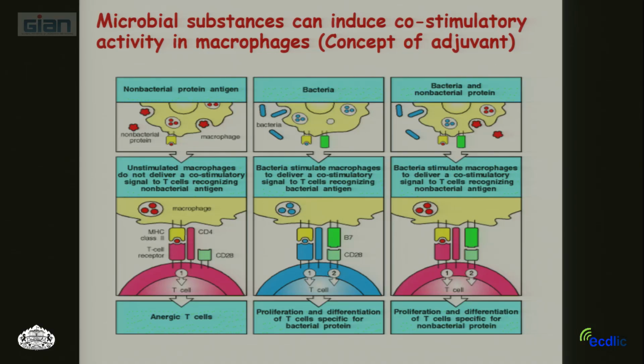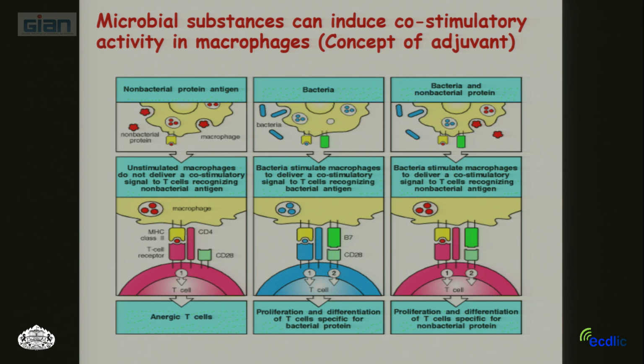If they are getting just a non-bacterial protein antigen, which is just antigen in itself, then these unstimulated macrophages do not deliver a co-stimulatory signal to the T cell. In that context, when the second signal is missing, that will create anergic T cells. So if you just take the antigen in itself, and inject or immunize an individual, this is exactly what will happen. At that stage, the antigen is mostly peptide sequences which you are going to use, or a product from some pathogens.